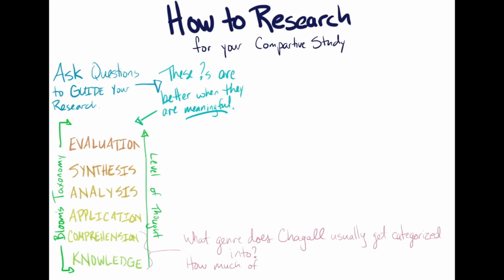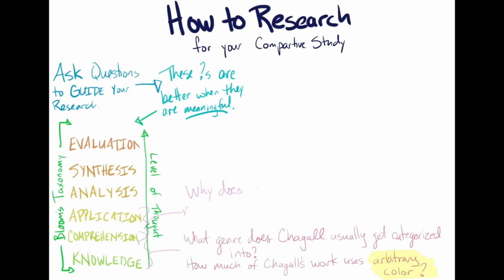Doesn't require a lot of thinking. It's just basic knowledge. It's almost like memorization. What genre does Chagall usually get categorized into? Maybe how much of Chagall's work uses arbitrary color. Now I like this question because yes, it is quote-unquote low-level thinking. It's just how much, right? Like half, a quarter, three-quarters, most. It's an easy one-word answer, but arbitrary color is an art term, and that's really good. You're starting to use relevant vocabulary.